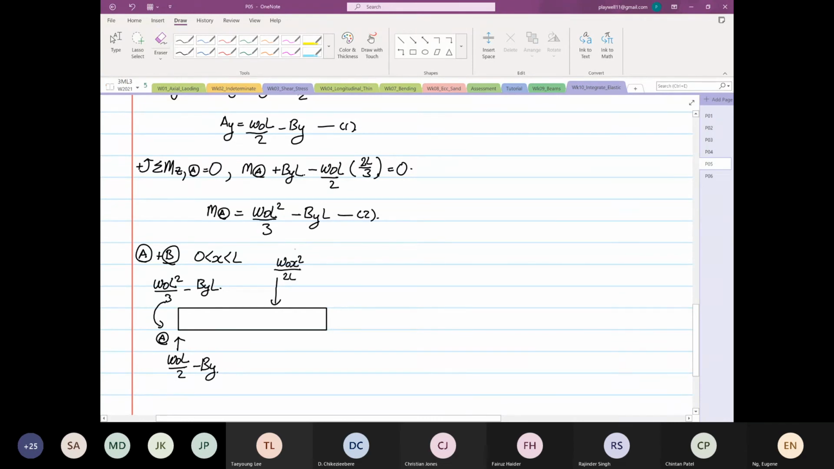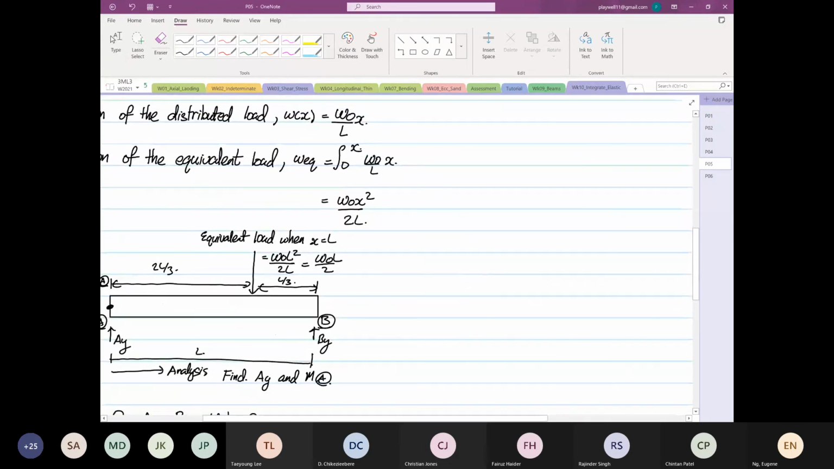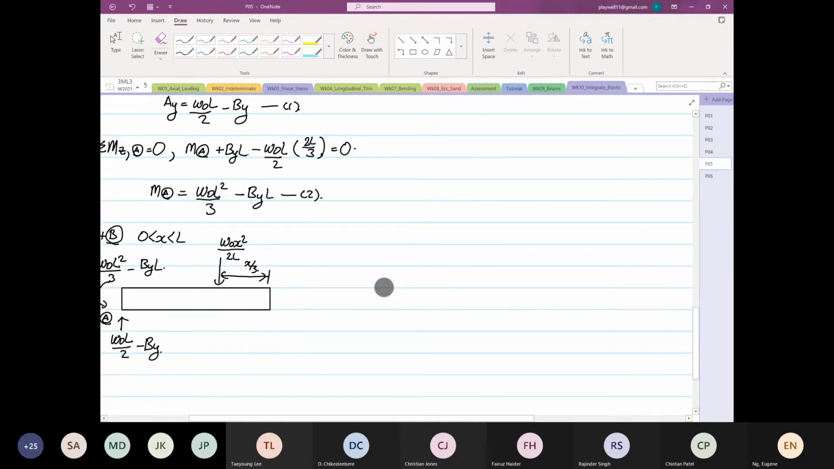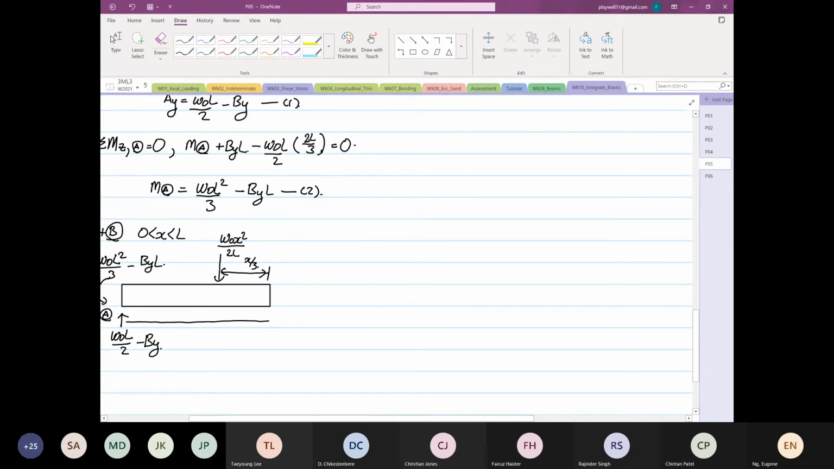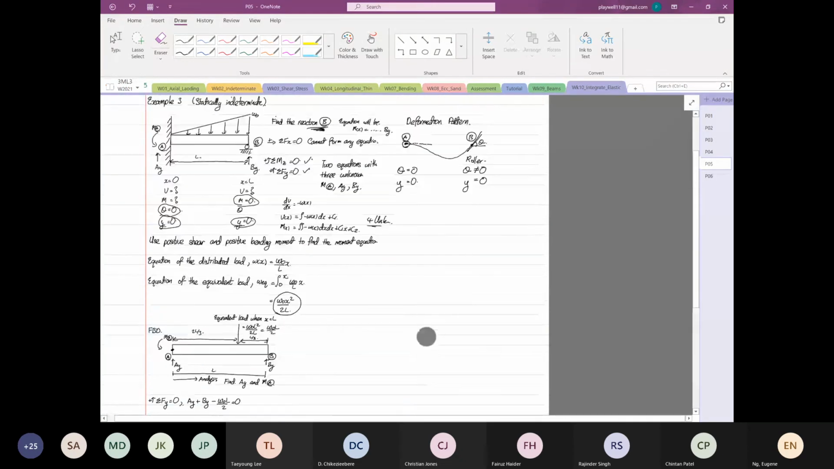Don't make a mistake, okay? This is not omega naught L over 2. This one is our function, because now we have a variable X. So the distance from here to here is X over 3. Like before, what I told you, sort out your distance first. It's exactly the same. So now this is V as a function of X, M as a function of X. We don't need the V as a function of X, so we only need the moment part.